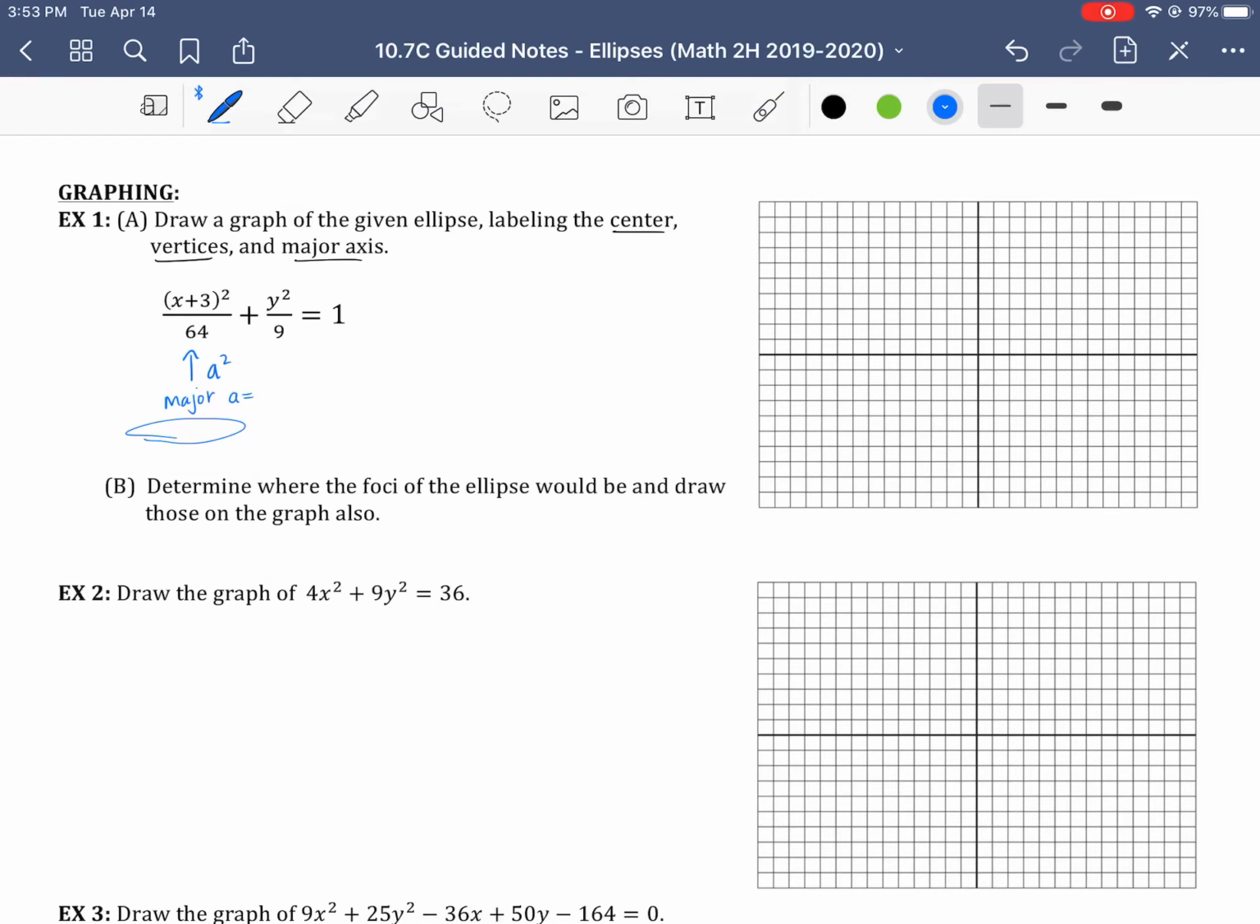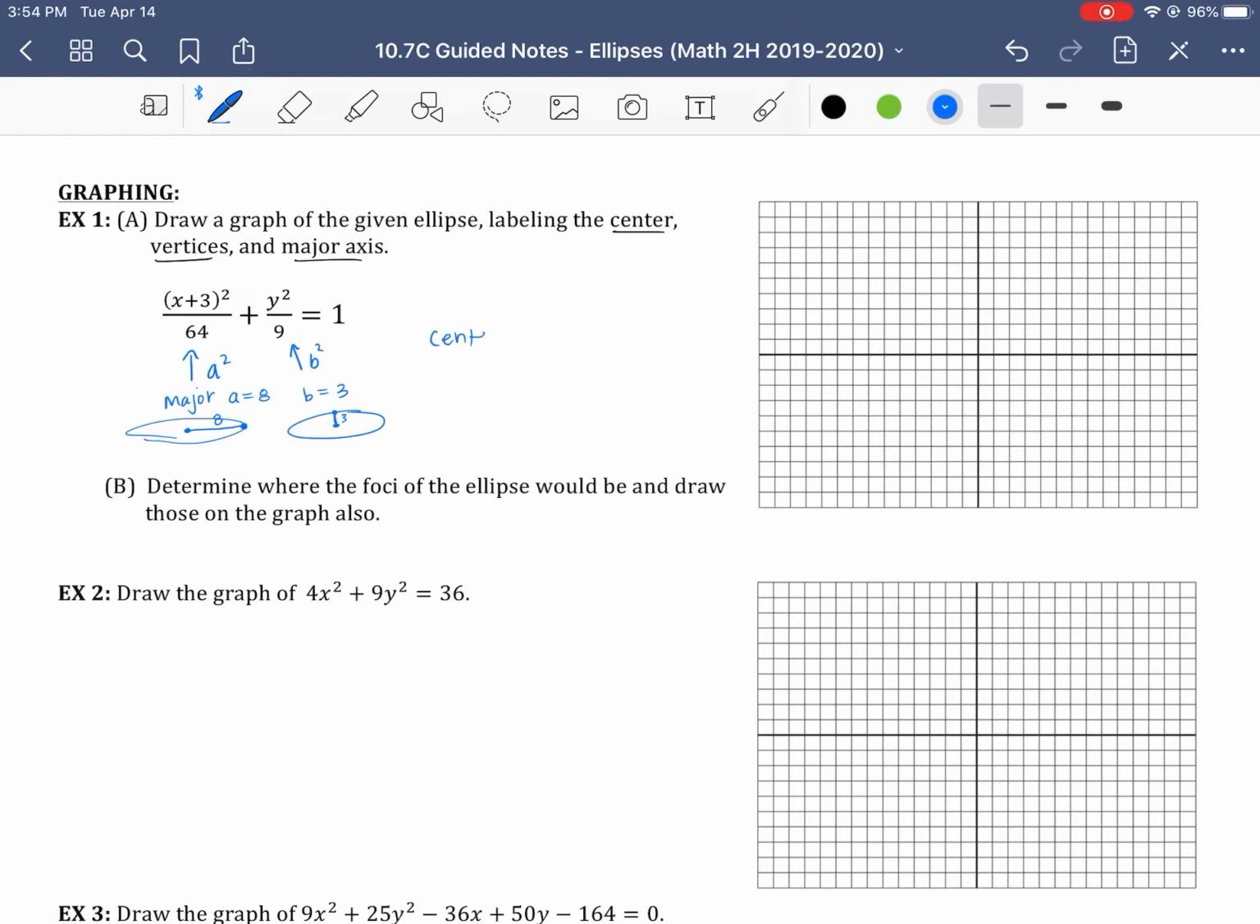And we know that if a squared is 64, then a must be equal to the square root of 64, which is 8. Remember, that represents the distance from the center out to a vertice, so we know that that's going to be 8. Again, if that one's 8, then we're looking at this other one. This must be our b squared. So if b squared is 9, then b is equal to the square root of 9, which is 3. So again, if this is our ellipse, then from the center on our minor axis out to the co-vertice, that would be 3 units. Okay, so if we can figure out where the center is and then use those 2 values, that would help us draw our ellipse.